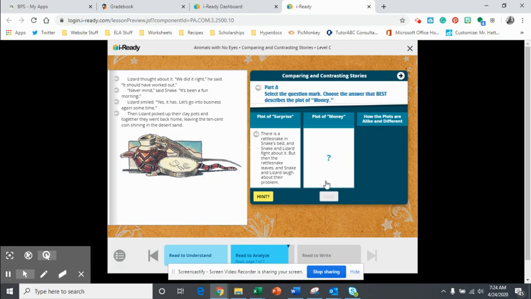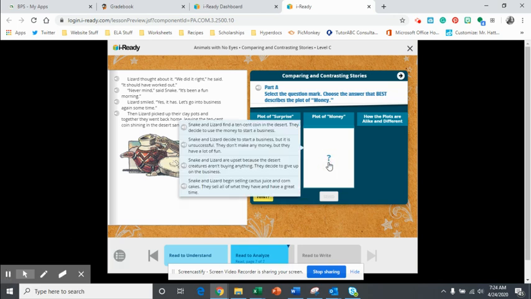Click on our question mark here. So read through these and select the one that describes the plot of the entire story. Remember, you're focusing on the entire story, not just a section of it. Go ahead and select your answer.